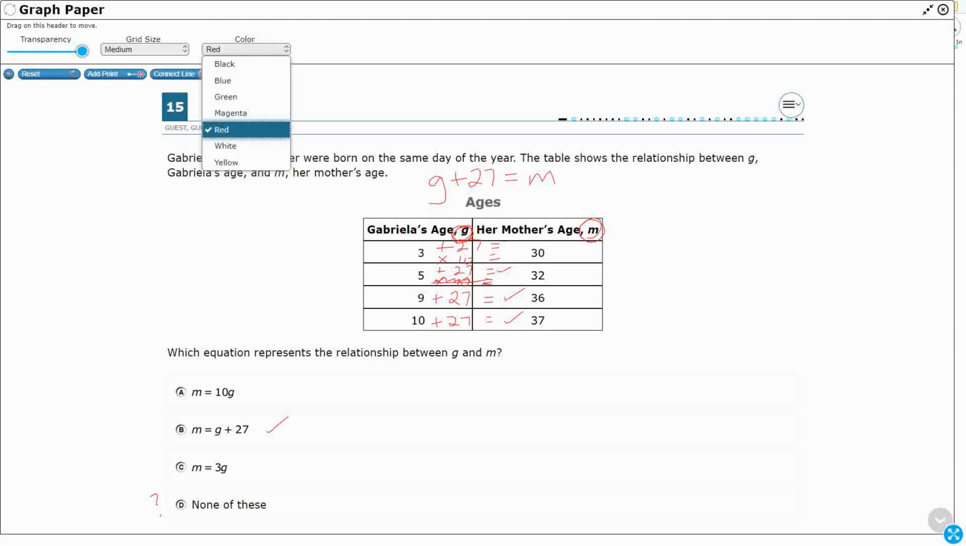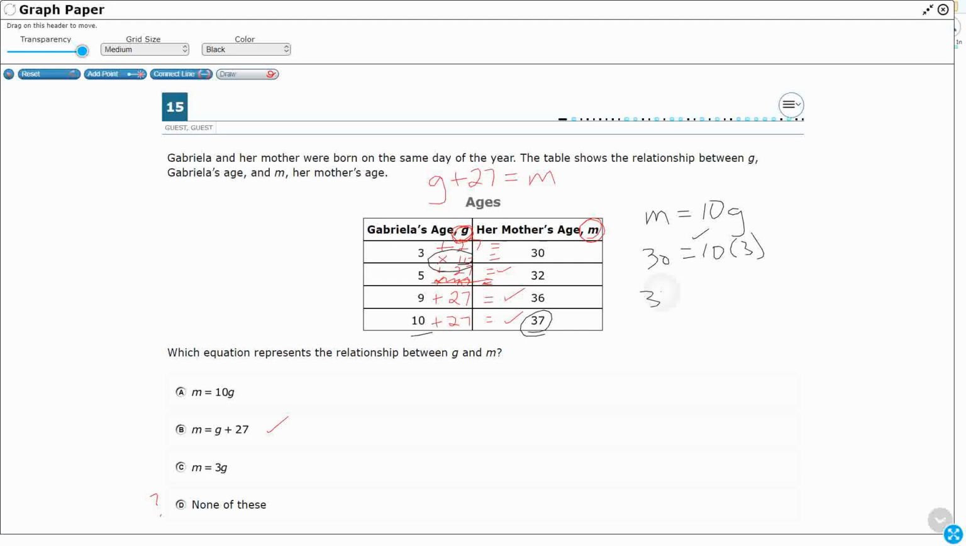So let's look at A, M equals 10G. Okay, that's what we did right here. M equals 10G. So this works for the first one, right? So this M is 30 equals 10, and then the G equals 3. That's multiplication. That works. But it doesn't work on, like, this last one, right? M equals 10G, so my M would be 37 equals 10 times 10. Yeah, see, it breaks down. So we know that doesn't work.